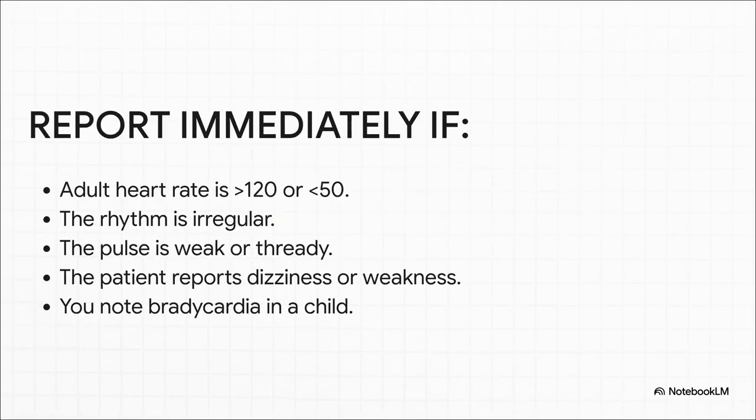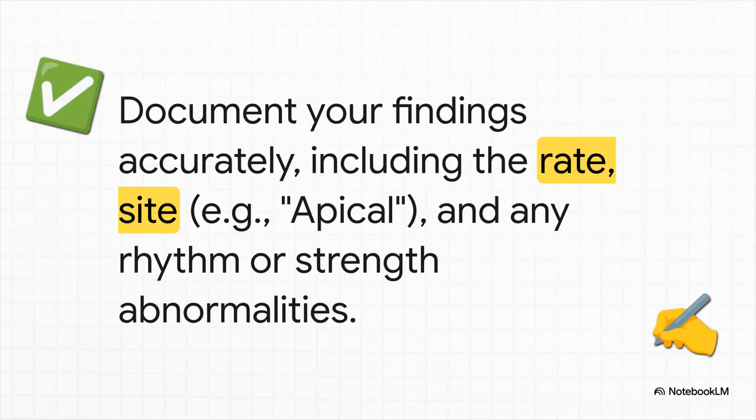So when do you need to drop everything and tell the nurse right now? These are the big ones. A heart rate that's way out of whack, over 120 or under 50. Any brand new irregular rhythm, a weak or thready pulse, or if the patient tells you they're feeling dizzy or having chest pain. These are absolutely not wait-and-see situations. You escalate them immediately. And after you've reported it, your final critical step is to document.